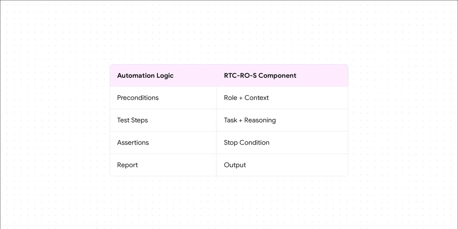And this isn't just some clever analogy. As you can see from this table, the components of the framework map directly to established, hardcore principles of software automation and testing. Role and context? Those are your preconditions. Task and reasoning are the test steps. And the stop condition is the final assertion. It's a truly rigorous, engineering-based system.